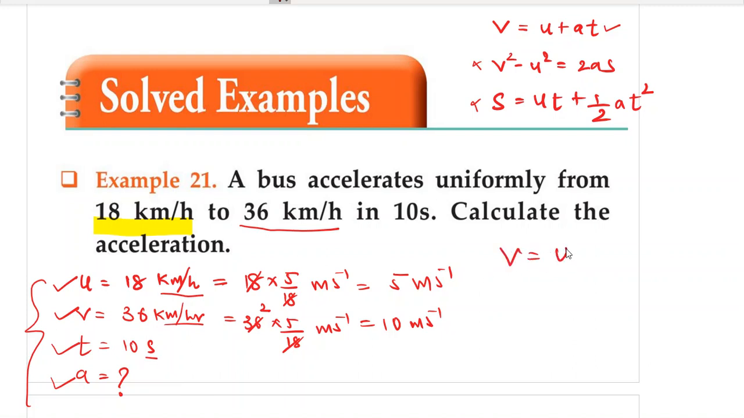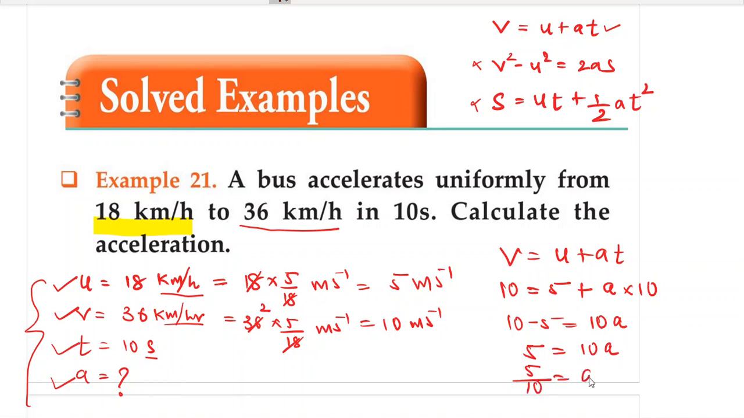So V is equal to U plus AT. So V is 10 meter per second, U is 5 meter per second, acceleration we don't know, and time is 10 seconds. So 10 minus 5 is equal to 10A. So 5 is equal to 10A, and 5 by 10 is equal to A, and therefore acceleration is 0.5 meter per second square. Acceleration is 0.5 meter per second square.